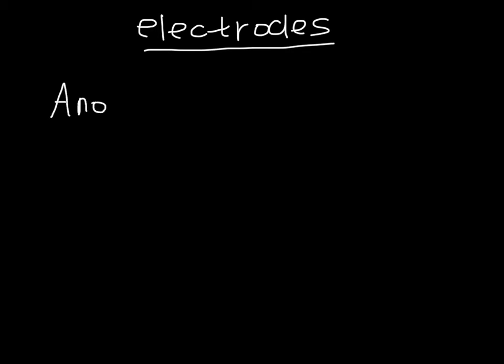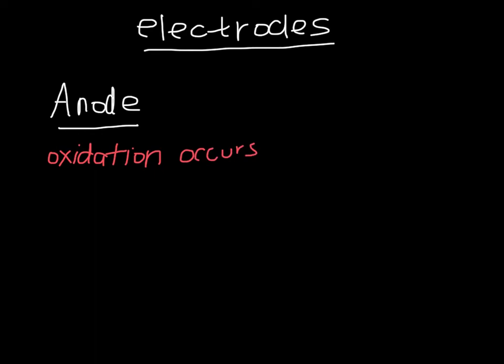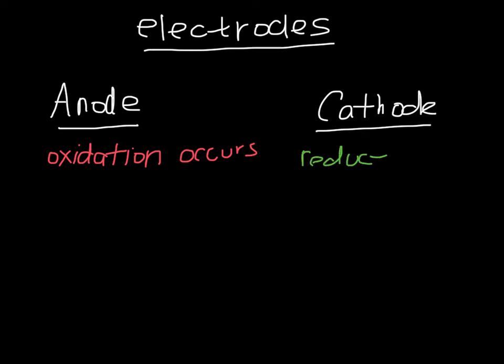So we have two types of electrodes that operate in electrochemical cells. And for a voltaic cell, the anode is where oxidation occurs. And the cathode in a voltaic cell is where reduction occurs. And these occur at this specific electrode because of the direction that the reaction moves.